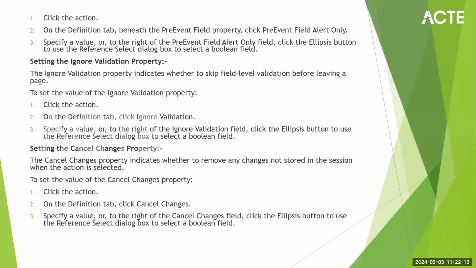So how do you do it? Click on the action on the definition tab, click ignore validation, specify a value, or you can directly map that particular field on click of the ellipsis button.